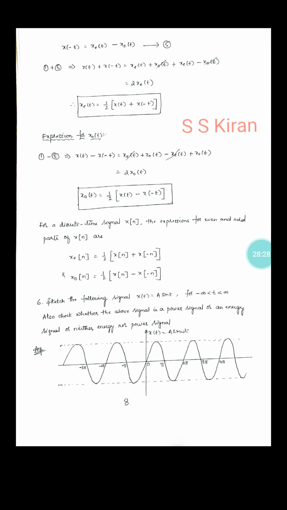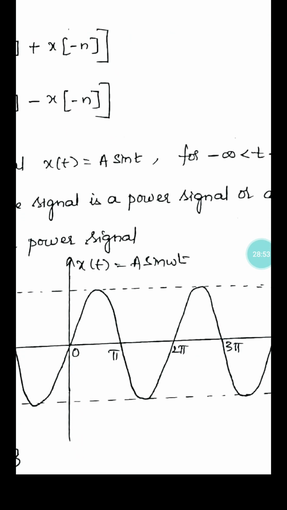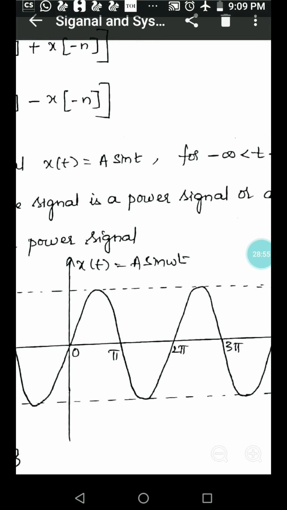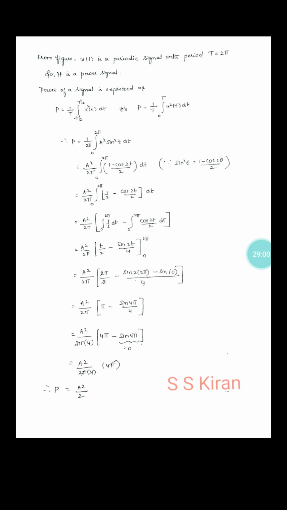Coming to whether it is an energy or power signal, the formula for power is P equal to 1 by T, where T means time period, integral from minus T by 2 to T by 2 of x square of t dt, or P is equal to 1 by T integral from 0 to T of x square of t dt. Simply substitute the T value here. The time period is equal to 2 pi, because the full cycle is 0 to 2 pi, right?